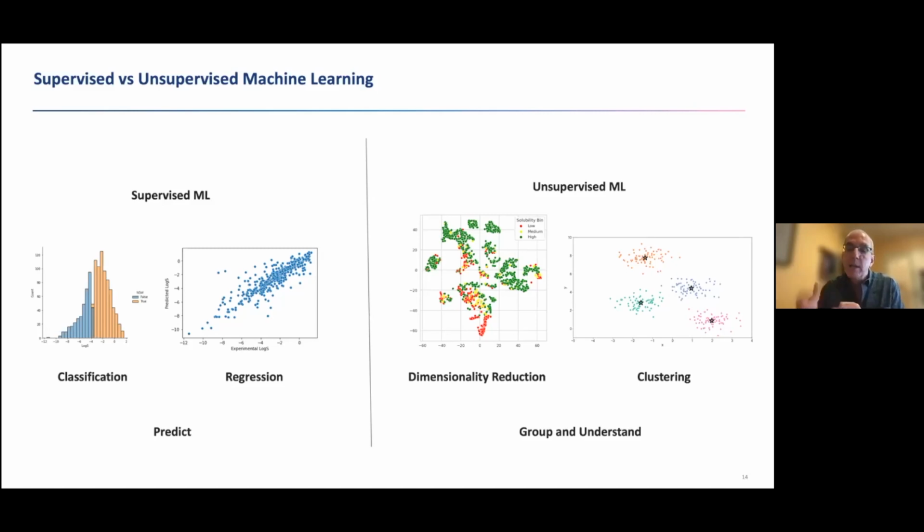By the same token, I can use techniques like clustering, where I want to group a set of molecules together. A great example of where I might apply this is, let's say that I want to build a library of molecules for high throughput screening. From vendors, there are 2 million molecules available, but I only have the budget to buy 100,000 molecules. How do I decide which 100,000 molecules to buy? Well, one way would be to take those 2 million molecules, cluster them into 100,000 clusters, and then pick a representative molecule from each cluster. So supervised machine learning, you're predicting. Unsupervised machine learning, you're trying to group and understand your data.